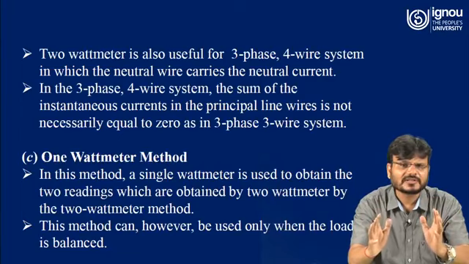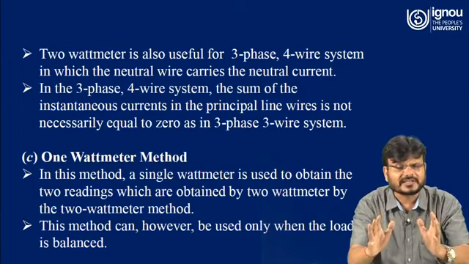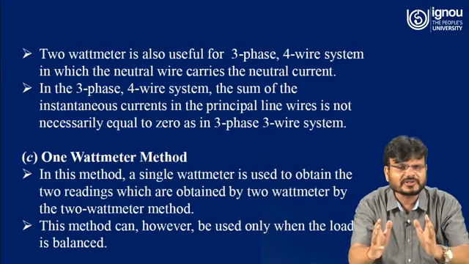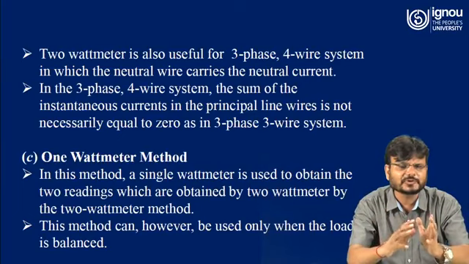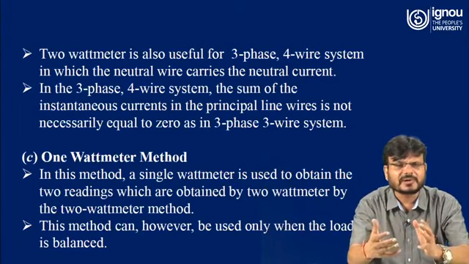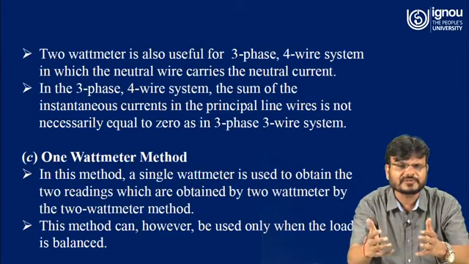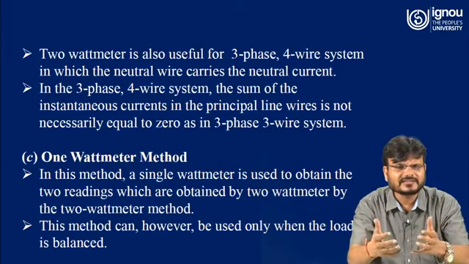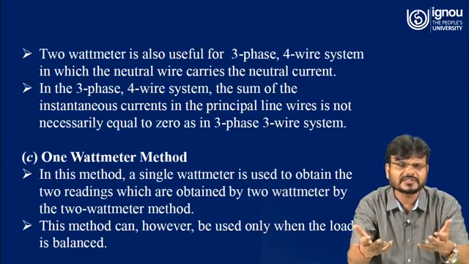But the condition is that it should be a balanced circuit. Balanced means all three phases will have equal power. So we are assuming that whatever power is consumed by the R phase, the same power will be consumed by the Y phase and B phase. So if you measure the power in the R phase or Y phase or B phase, you just have to multiply by 3, or you can say add these 3 powers. So you can measure the three-phase power by the 1 wattmeter method if the load is a balanced system.